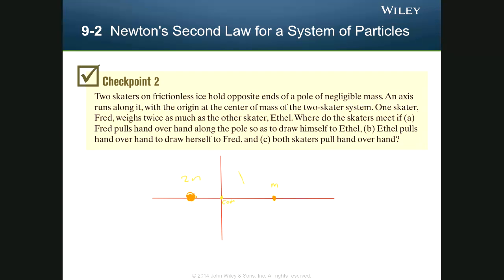Now that we can picture it, they're connected, they have a rope, and they're going to pull on each other. So where are they going to meet in each of these situations? I want you to give it just a minute or two of thought and see if you can come up with the correct answer to see where they're going to meet.